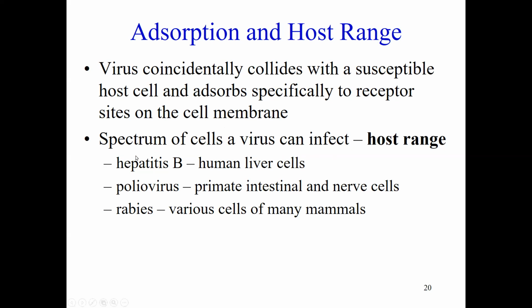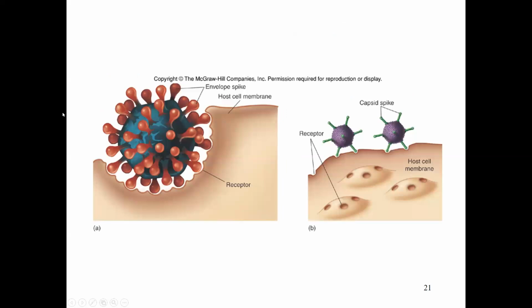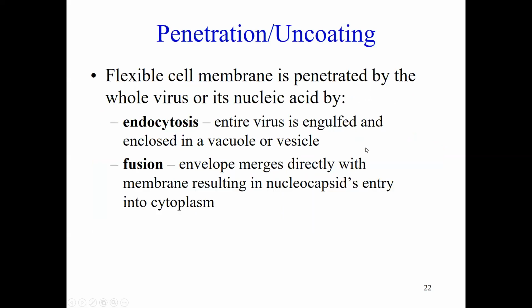Some viruses can really only infect specific types of cells, like hepatitis viruses infect hepatocytes, or human liver cells. Polio infects intestinal and nerve cells. Rabies, tons of different cell types, right? Of a variety of mammals. So it depends on the virus for what types of cells it has antigens that can bind to receptors, or receptors that can bind to antigens. Okay, and we can see that example here.